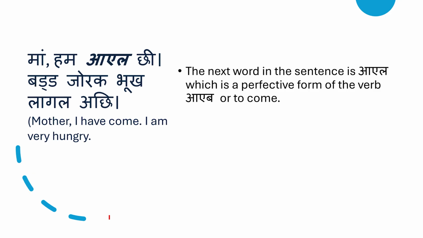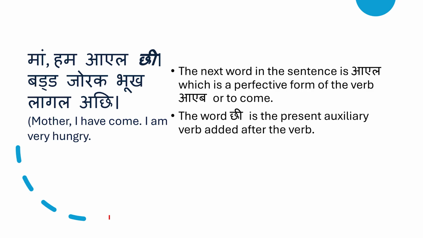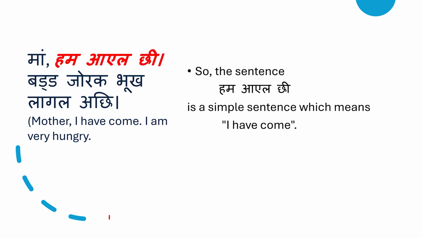The next word in the sentence is आयल, which is a perfective form of the verb आब, that is, to come. The word छी is the present auxiliary verb added after the verb. So the sentence हम आयल छी is a simple sentence which means I have come or even we have come.